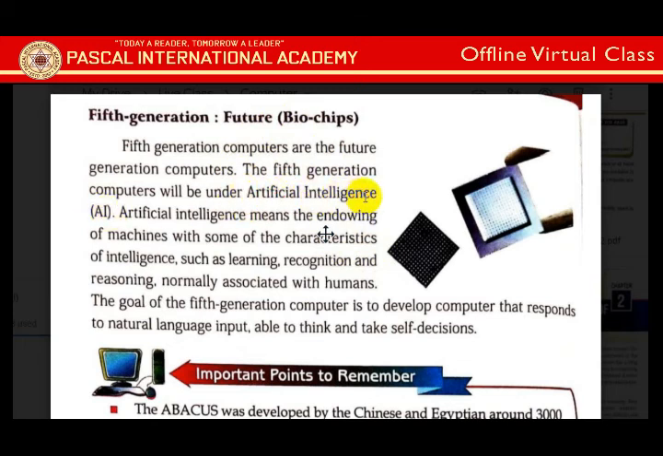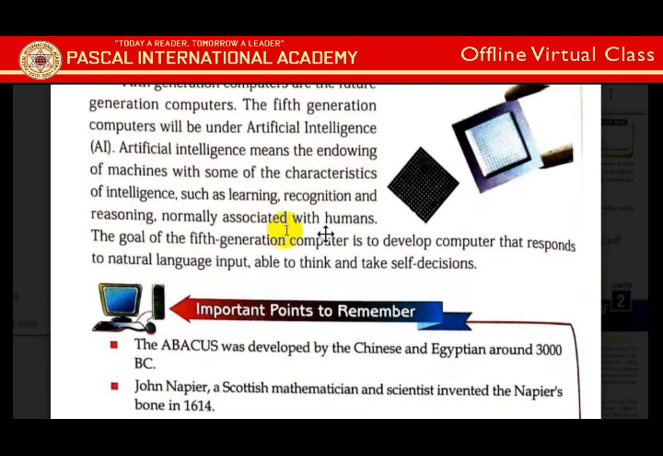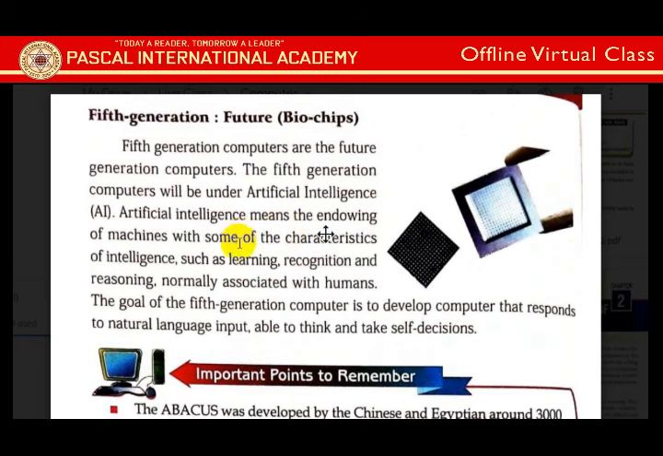Artificial intelligence means intelligence like human thinking, the characteristics and thinking power of a human. This chip also has a special capacity for facial recognition. In today's mobiles you also have some apps for facial recognition, so that if you scan your face you can match it to other people in different parts of the country. There are different types of other features in this fifth generation.